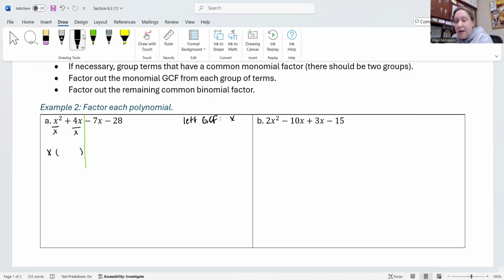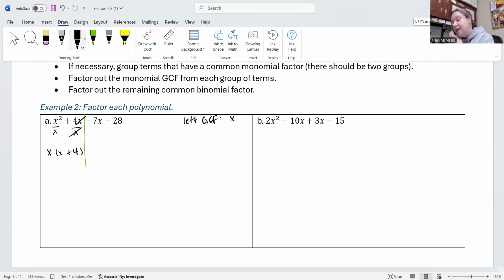For the first term, I have x squared divided by x. That's just a simple quotient rule. So we keep the base of x, and then we subtract the exponents. 2 minus 1 is just 1, so I'm going to write that as just plain old x. And then I have 4x divided by x. Well, x divided by itself is 1. 1 times 4 is 4. So I just get x times x plus 4. And if I were to distribute here, I would get right back where I started with x squared plus 4x.